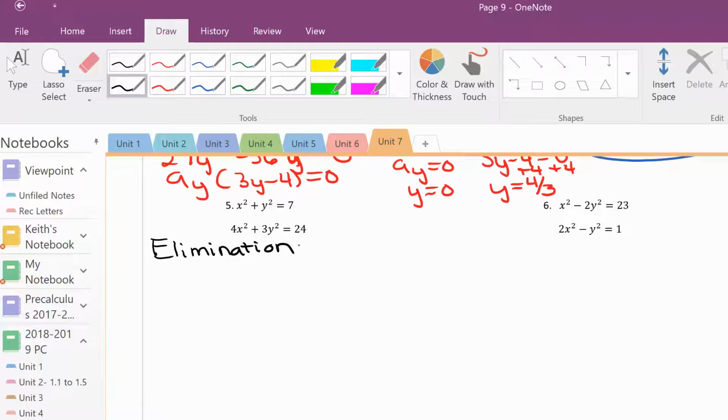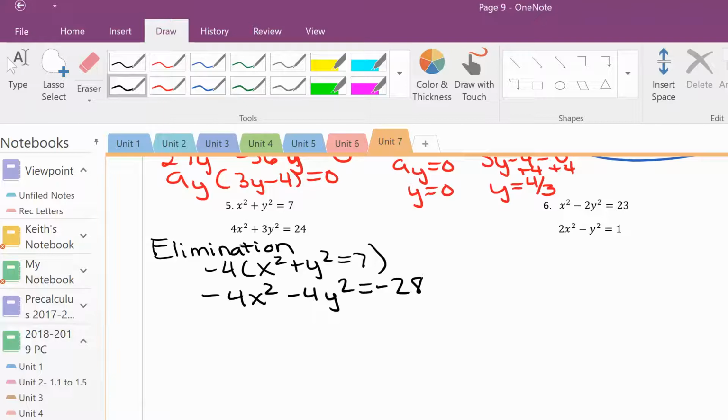Now when I eliminate, I like to add. So I'm going to multiply by the opposite to be able to eliminate. So if I want to eliminate the x's, I'm going to multiply the top one by -4. So you get -4x squared minus 4y squared equals -28. And the bottom one will stay the same.